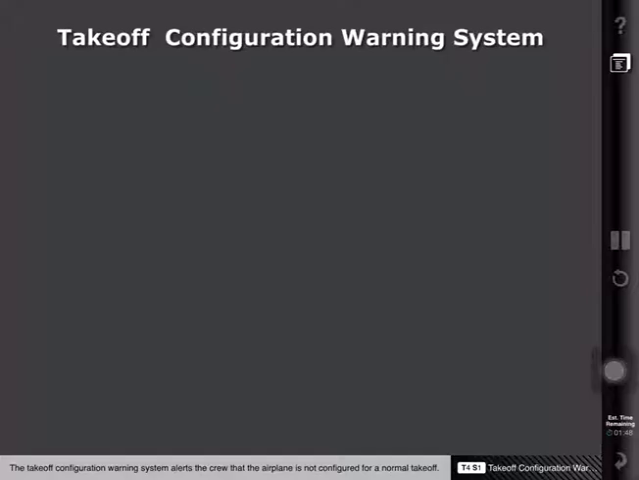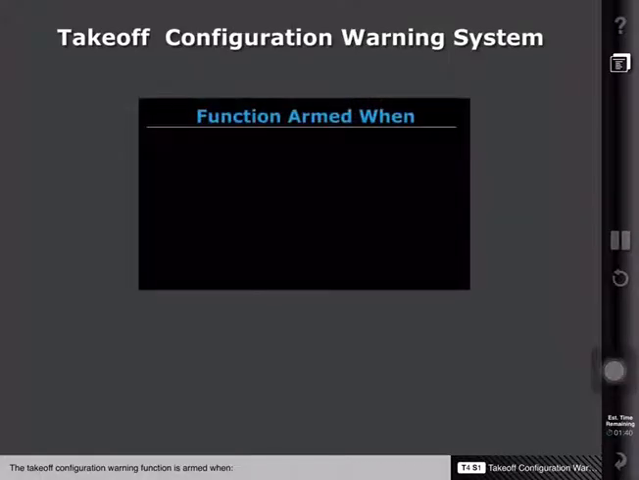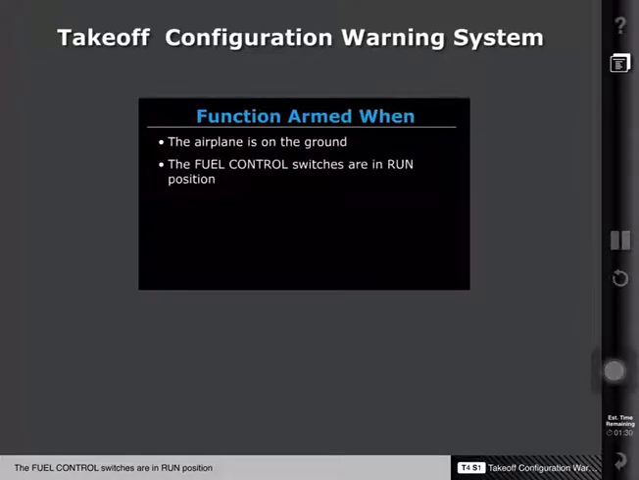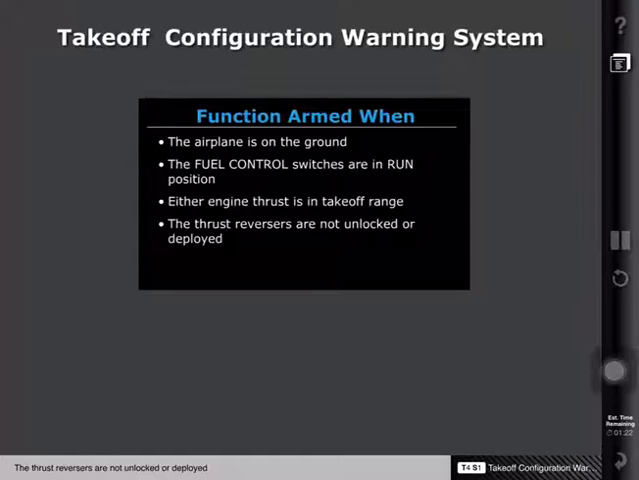The takeoff configuration warning system alerts the crew that the airplane is not configured for a normal takeoff. The takeoff configuration warning function is armed when the airplane is on the ground, the fuel control switches are in the run position, either engine thrust is in the takeoff range, the thrust reversers are not unlocked or deployed, and airspeed is less than V1. Takeoff configuration warnings are inhibited at V1.